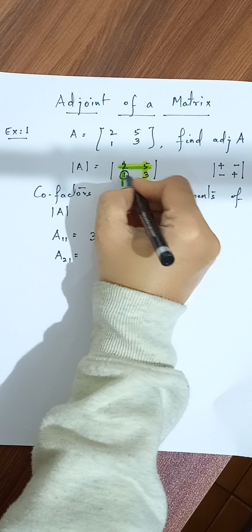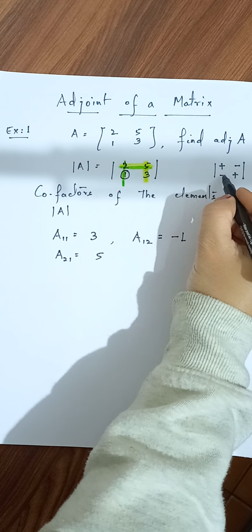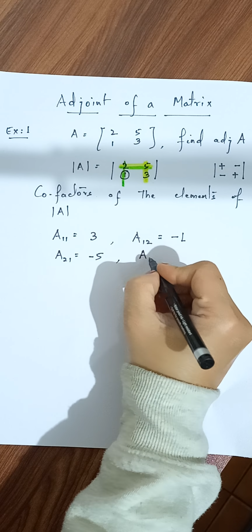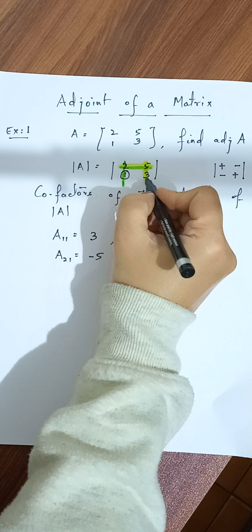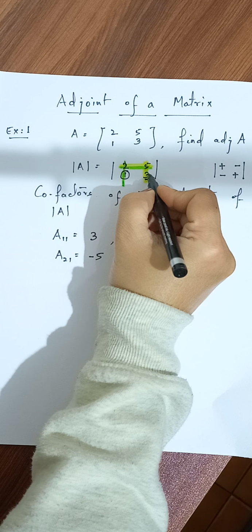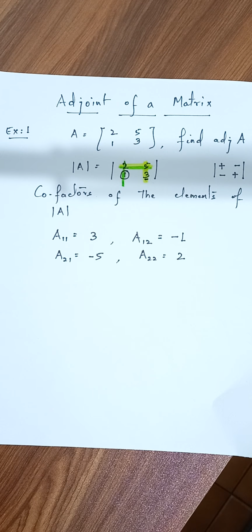Now if we write A21, that means we are talking about this element. So we have to cover these two elements and we are left with 5. And as per the sign convention, you can see here that a minus sign is coming. So minus will be there. And the last cofactor A22, that means we are talking about this element. So you have to cover these two parts and then we are left with 2. And so a positive sign is there. So 2 will be there.